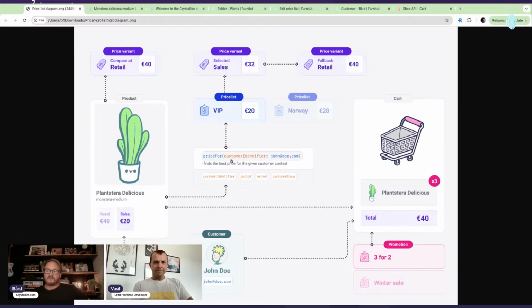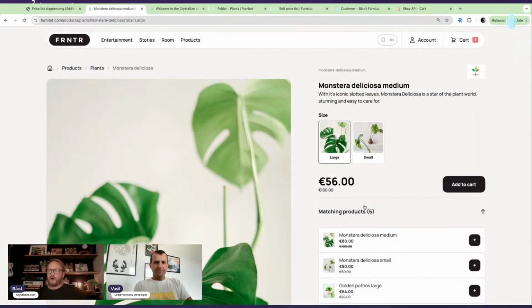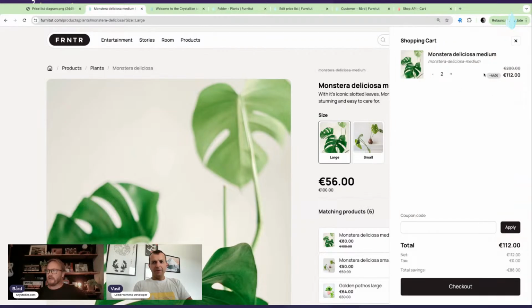So the price for here, Vasil, will then, given that we submit the context, which is who am I, check all of the price lists that are matching, and it will pick the lowest price. Yeah. So that's basically what the API does for you. And for now, we're talking about catalog prices, right? So this is what we're going to display on our product landing pages, and that's the price that is also going to be used in the cart and checkout process, right?